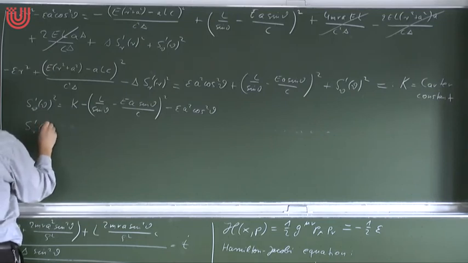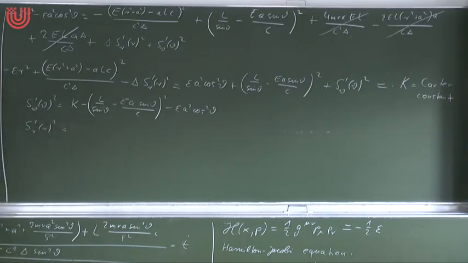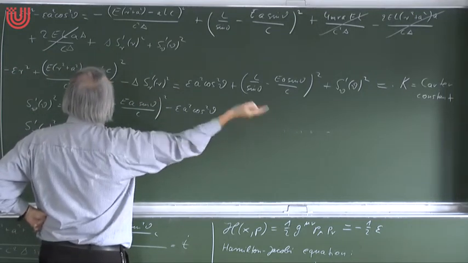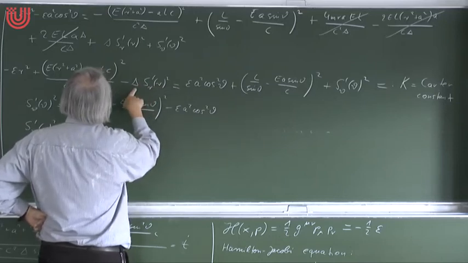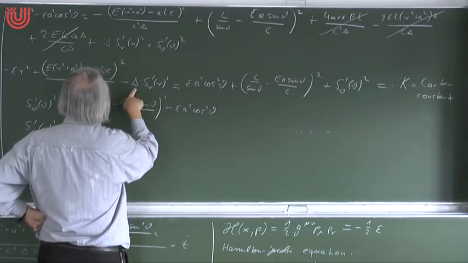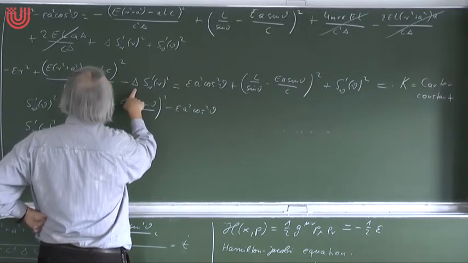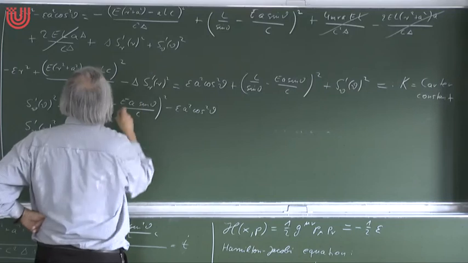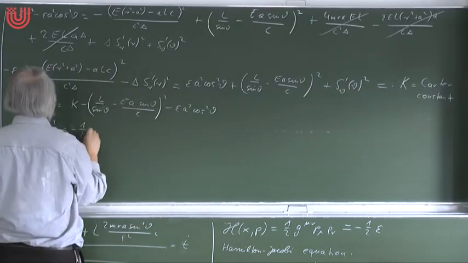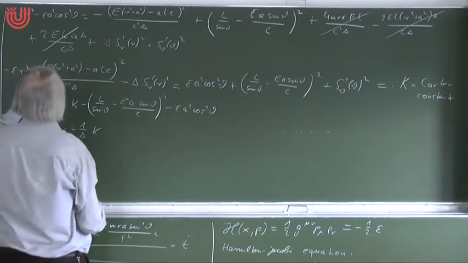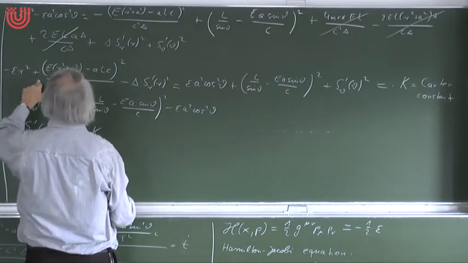And if I solve for the SR prime, this comes to the other side. If I want to have it with a plus sign, then I have to multiply everything on the left-hand side with minus 1 over delta. With minus 1 over delta. So I have minus 1 over delta k. And this with 1 over delta.